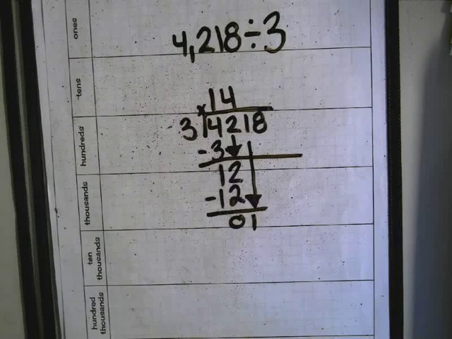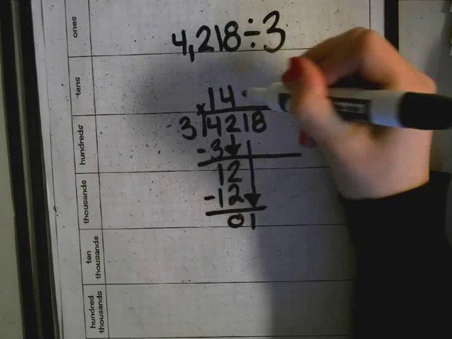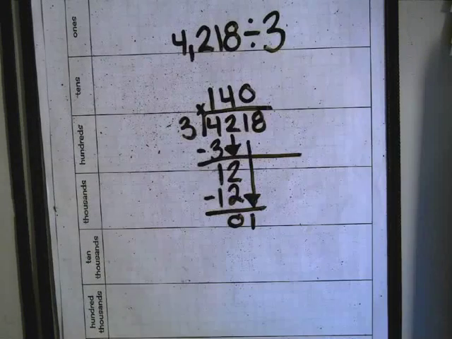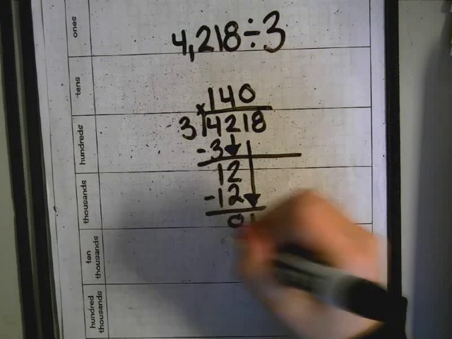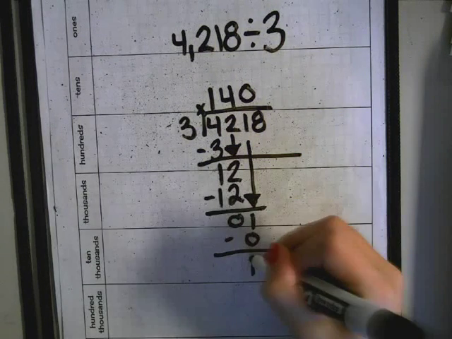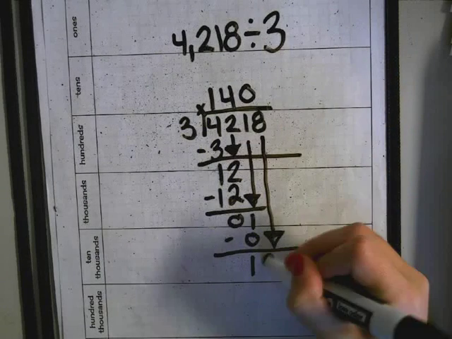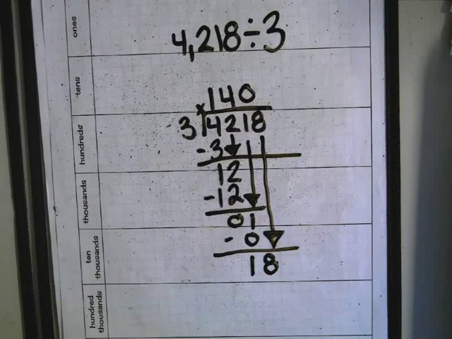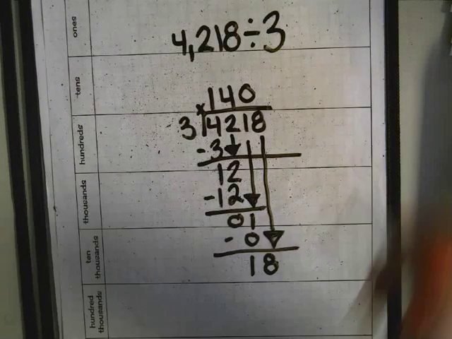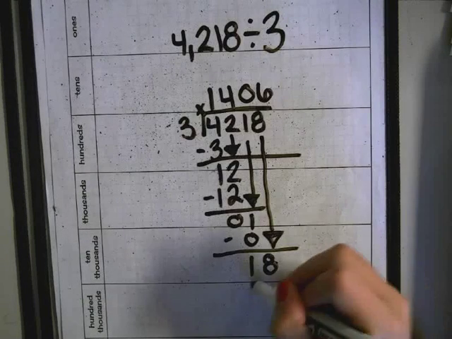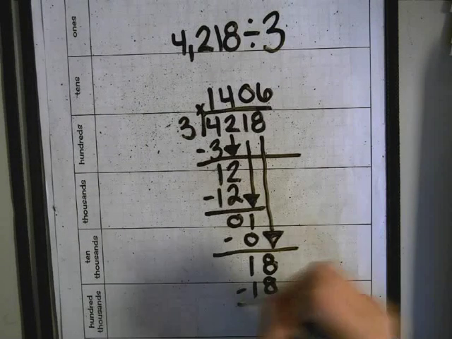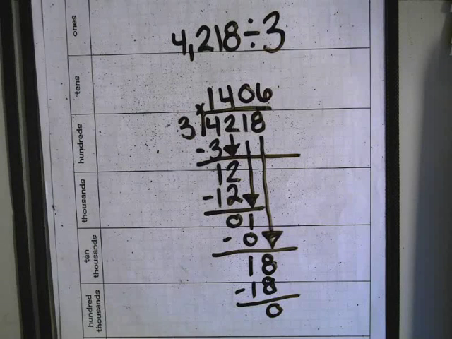How many times can 3 go into 1? 0. It's one of those tricky ones like the last problem. So let's put a 0. 3 times 0 is? 0. So I'll bring down that 1 again, and then I'll bring down my 8. How many times can 3 go into 18? 6. All right, so there's our answer.